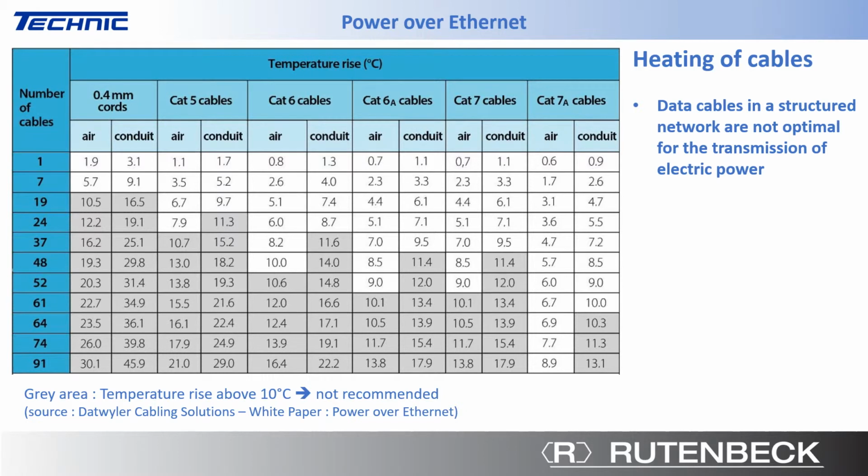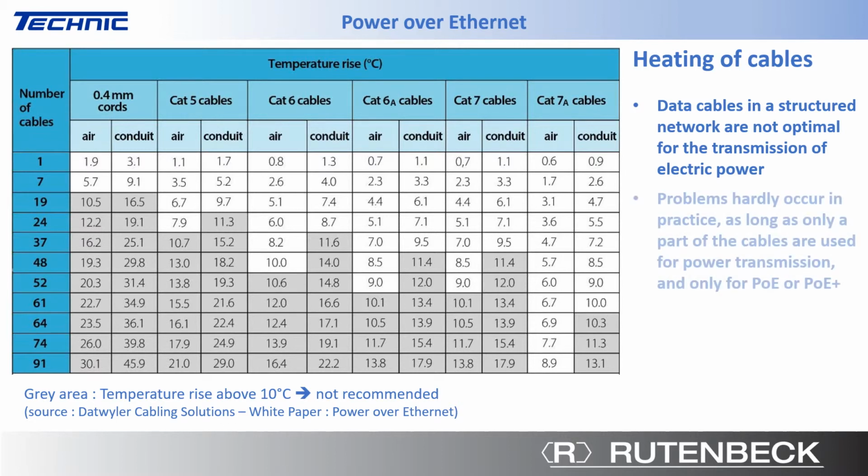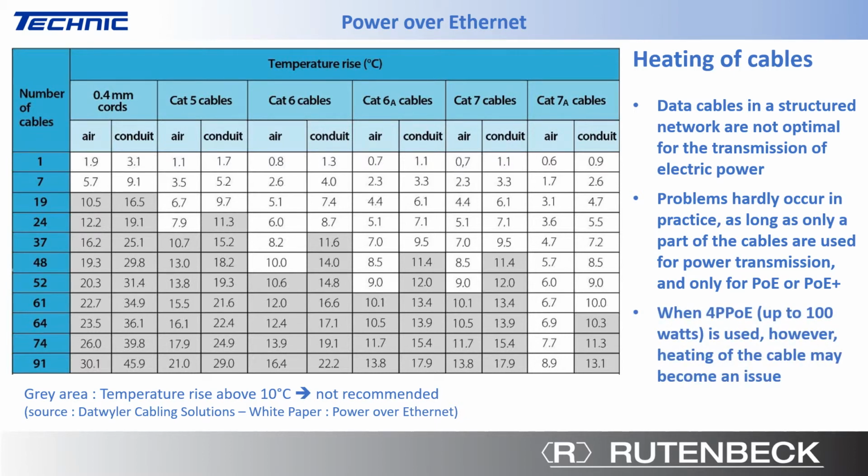Data cables in a structured network are not optimal for the transmission of electric power. Problems hardly occur in practice, as long as only a part of the cables are used for power transmission, and this only for Power over Ethernet or Power over Ethernet Plus. However, when 4 pairs Power over Ethernet, up to 100 watts, is used, heating of the cable may become an issue.